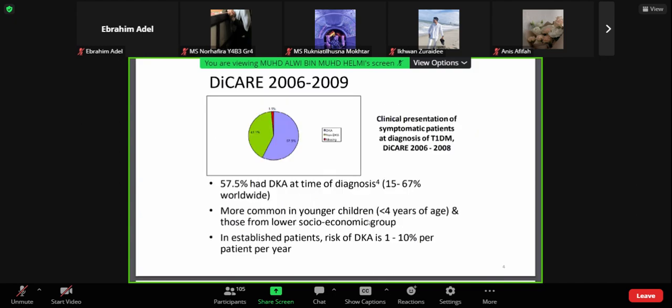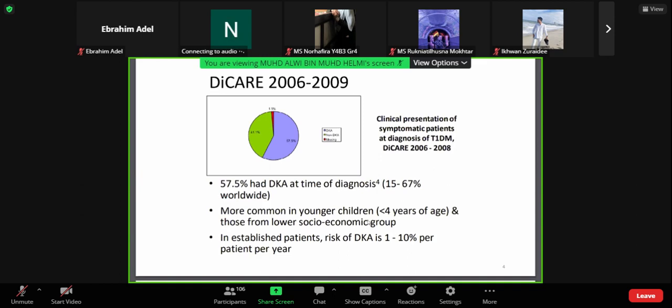Based on DICARE 2006 to 2009, DICARE is the diabetes registry, DKA is the most common presentation of type 1 diabetes. Most type 1 diabetes initially presents with DKA. It is more common in younger children, less than 4 years old, and in those from lower socioeconomic groups. In established patients with diabetes, the risk of DKA is about 1 to 10% per year, so more or less 1 to 10% of children with diabetes present with DKA every year.